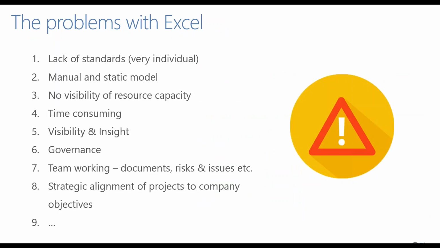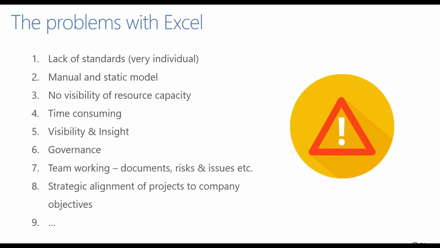So the problem with Excel is the lack of standards, since oftentimes organizations have a variety of different models that people are using, making it very difficult to aggregate that type of information. We talked about it being a manual and static model. There's no visibility of your overall resource capacity that's inherent in an Excel model. It can be very time consuming to do this cell by cell and row by row. Just visibility and insight isn't ideal. It doesn't really factor into an overall governance process, so it's generally not tied to your overall intake of projects and initiatives and the requirements therein. It doesn't become necessarily a factor that's figured into that data set.